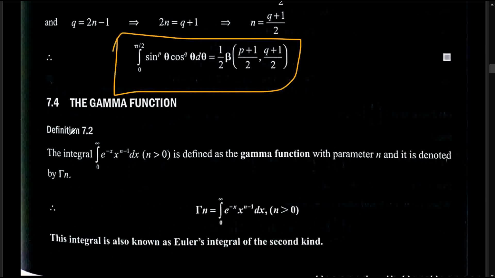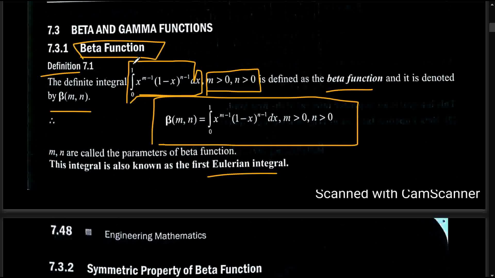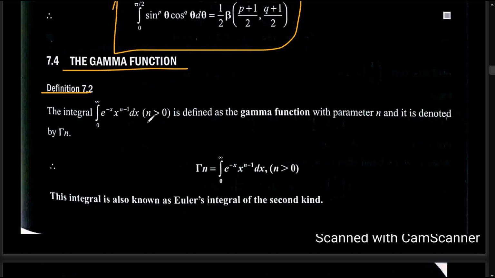And now come to the gamma function. The definition of the gamma function: the integral from 0 to infinity. Now just compare: the beta function starts with 0 to 1, but the gamma function goes from 0 to infinity, of e to the power minus x into x to the power n minus 1 dx, where n is greater than 0. This is also important. It's defined as the gamma function with parameter n, and it's denoted by this symbol.